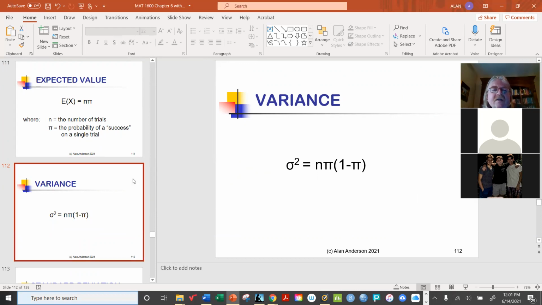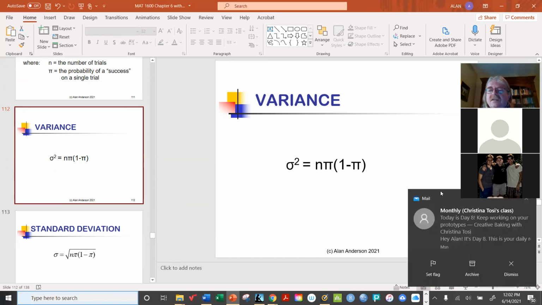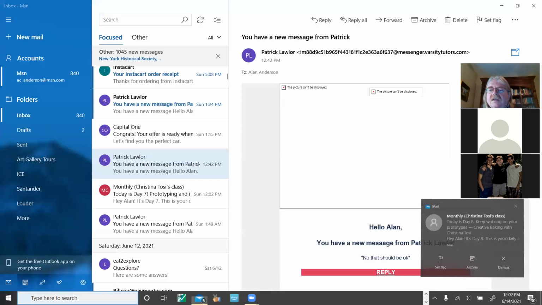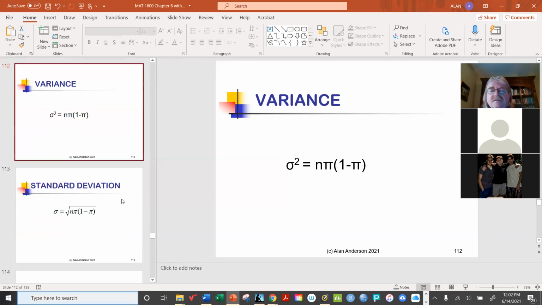And then, of course, the standard deviation, as you can imagine, is simply the square root of the variance. That never, ever changes. So why don't we do this? Let's go back to the case of the die rolling experiment and recalculate the expected value, the variance, and the standard deviation.